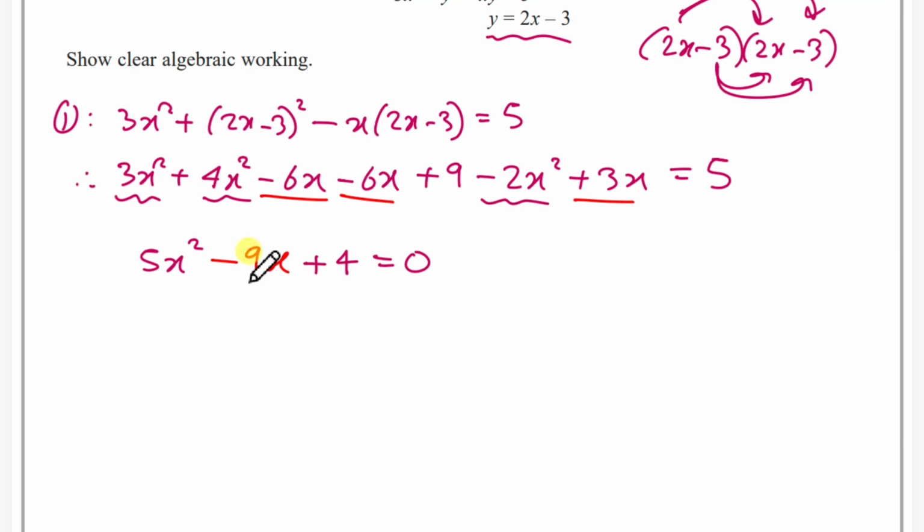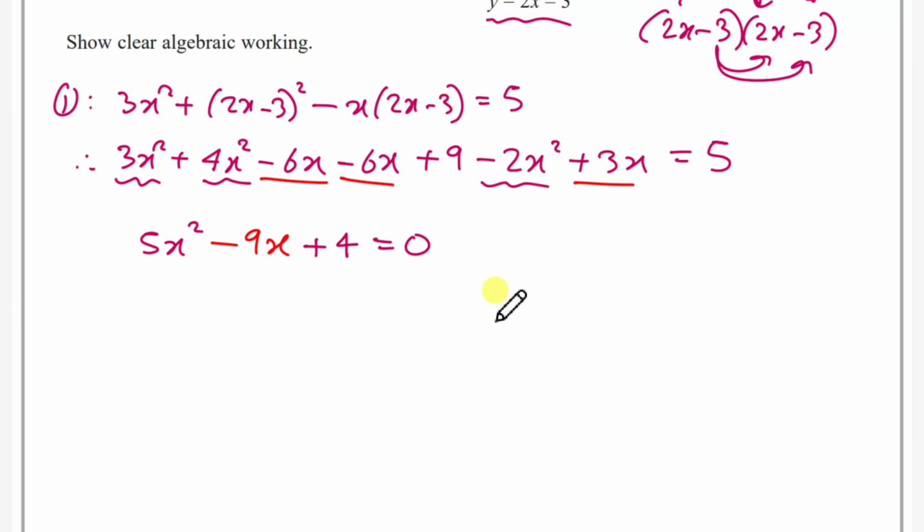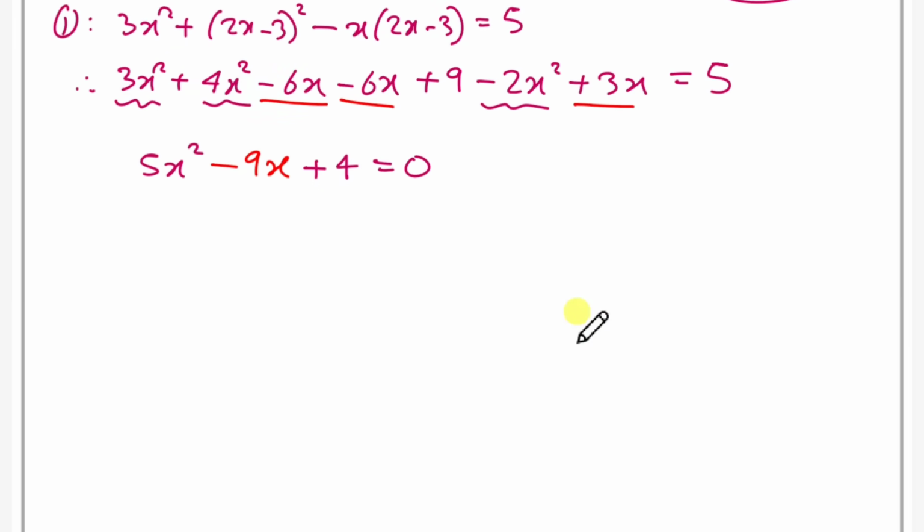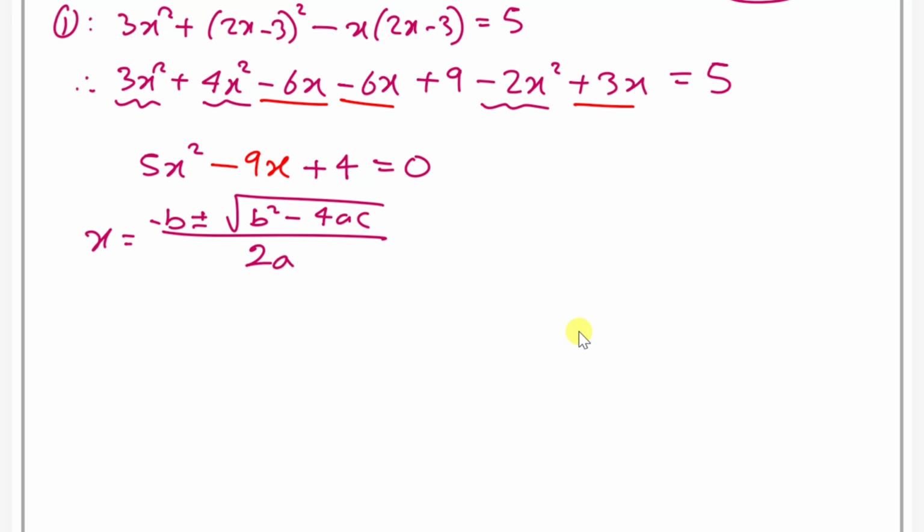Cool. Now, what we have here is a classic quadratic, so what we want to do is either factorize it or honestly just use the quadratic formula because it's easier. So let's use the quadratic formula. The quadratic formula tells us we need a, b, and c. And it looks like this: minus b plus minus square root of b squared minus 4ac all over 2a. And the a value is 5, the b value is minus 9, and the c value is 4.